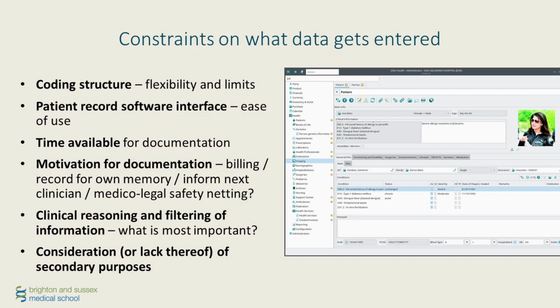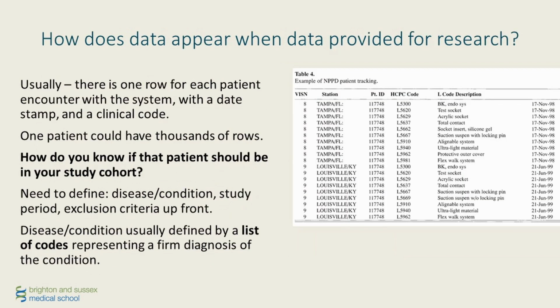And then also considering the motivation for documenting. So in the hospital, things are coded in order to reclaim money through the NHS from the government, so for billing purposes. But in primary care, it might be more a record for their own memory. There are also some financial incentives to record things in a particular way. And there also might be some sort of medico-legal safety netting. People are recording what happened in case anything negative happens later on. There's clinical reasoning and filtering of information, as I said, trying to decide what's the most important thing to put down. And there's usually, in the course of a busy clinic, little consideration of secondary purposes. So just keep this in your mind when you're thinking about the data that will be used.